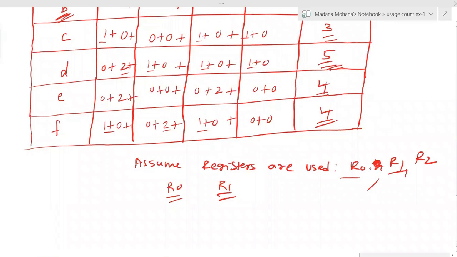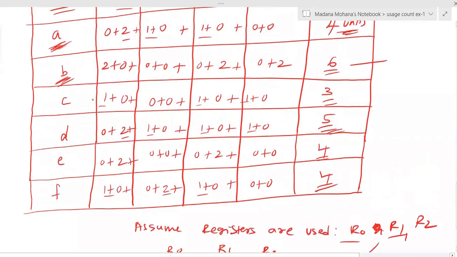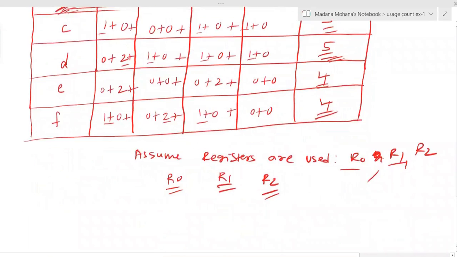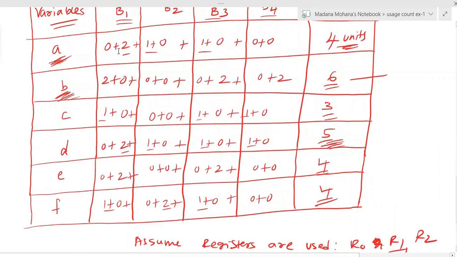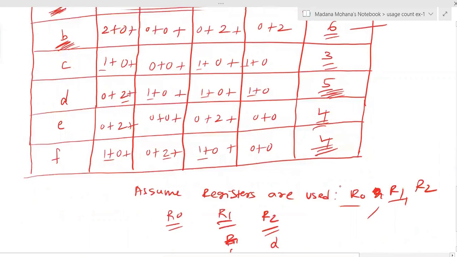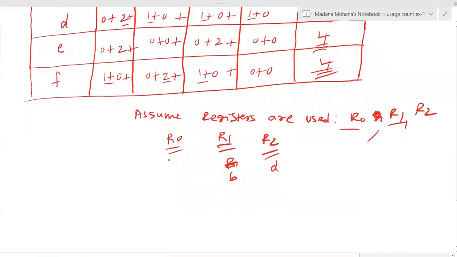Three registers are given, assumed R0, R1, R2. Now in these registers, first the value 6 is the highest usage. So you can store B in R1 register, that is B. Next one D having the next highest usage, so 5, that is D. So then remaining A having 4 and E and F also having 4. Now you can see here you can store A initially, then later E or F also.